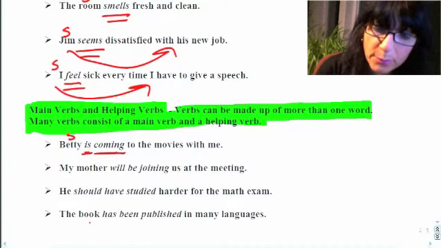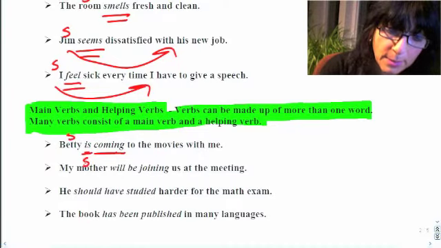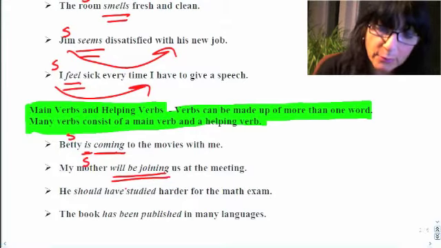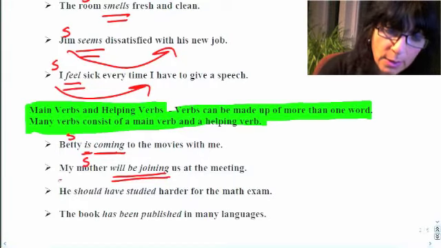The next one, my mother will be joining us at the meeting. Mother is the subject. Will be joining would be the full verb. Joining is the main verb. Will be is the helping verb. He should have studied harder. He is the subject. Studied is the main verb. The helping verbs are should and have.